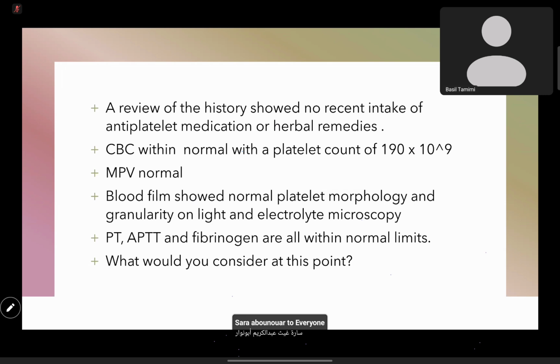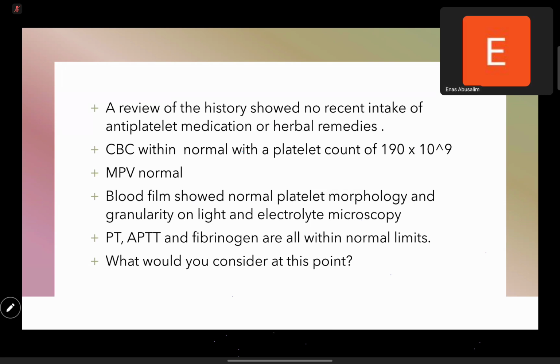Okay. On review of history, it showed no recent intake of antiplatelet medications or herbal remedies, which we asked about earlier. Logically you should do investigations. It's not required of you in detail as fourth-year students, but it helps, so when you become sixth-year students you'll be more oriented. We did a CBC. Platelets are 190 times 10 to the power 9, meaning 190 thousand per microliter. Is that normal in your opinion? You need to know the reference ranges or normal ranges of common blood tests.